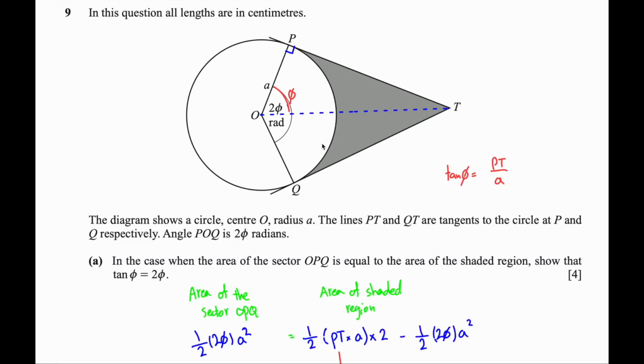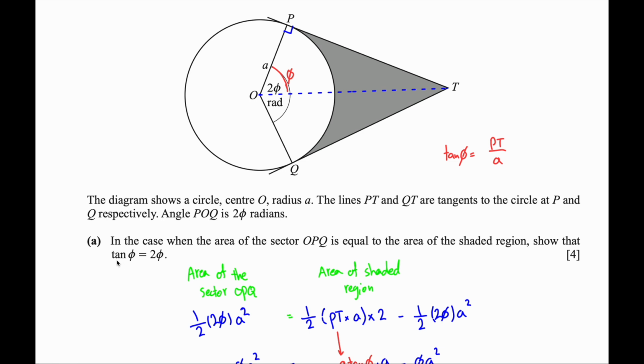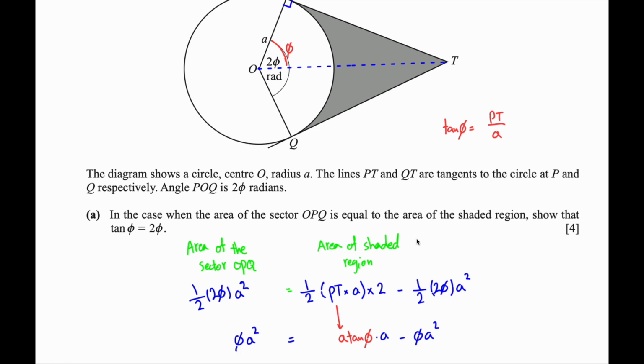Question number 9. In this question, I have this diagram, which is a circle, and from a point T outside this circle, two tangents are drawn to this circle, and it's going to touch my circle at points P and Q respectively. I am also given the subtended angle here, which is 2 phi. I'm asked to show that tan phi is 2 phi in the case when the area of the sector OPQ is equal to the area of the shaded region.